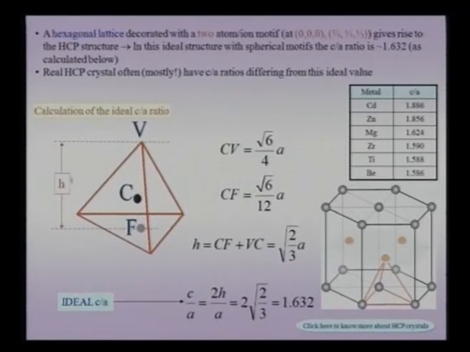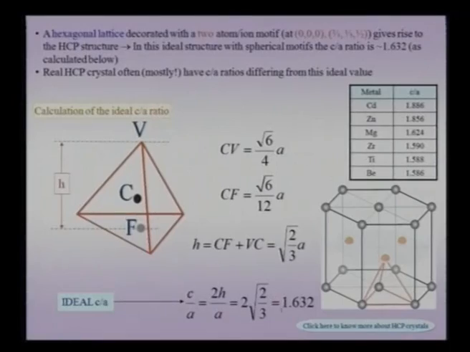So it is the distance of the midplane. So my H as marked here is half, which is nothing but FV is half the C value, and H is equal to CF plus VC, which is √(2/3) a, and the C by A value I can calculate is nothing but 2H/A. As I said, H is half the value of C, so it is 2H/A, which is twice root of 2/3, which is 1.632. So this calculation of course is a simple geometry calculation which you can perform independently, but the important point we noted here is the value we have calculated. That is, the ideal C by A ratio is 1.632.